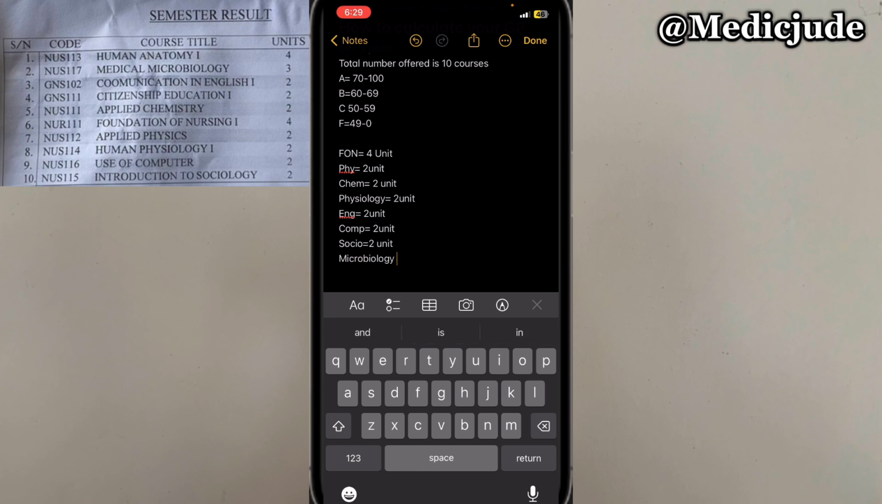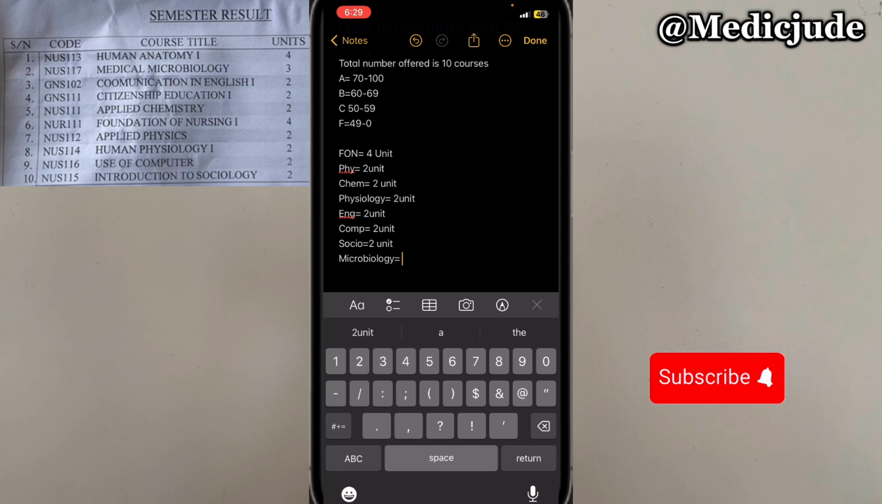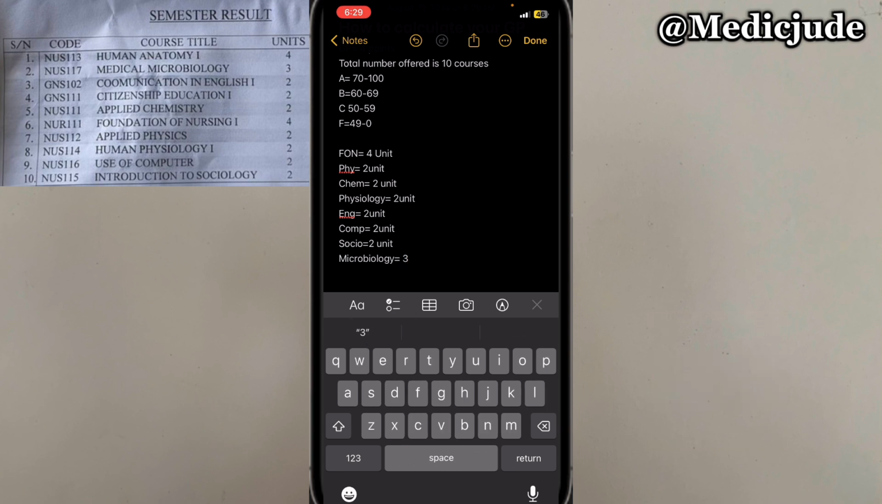Microbiology here, we're having a 3 unit course. No matter what you're doing, for these courses with higher grade credit units, you must try your best to get an A or a B. And also, I know there are prerequisite courses, and I'll explain that later. The microbiology, we're having a 2 unit course.